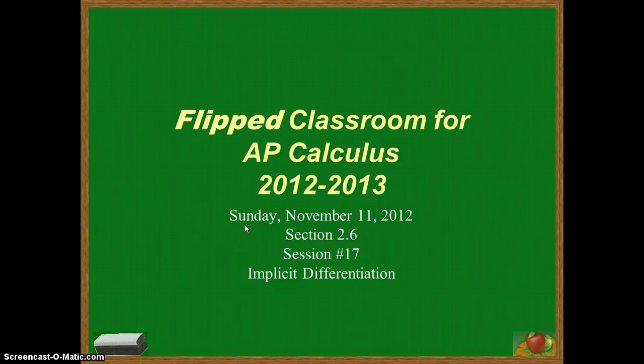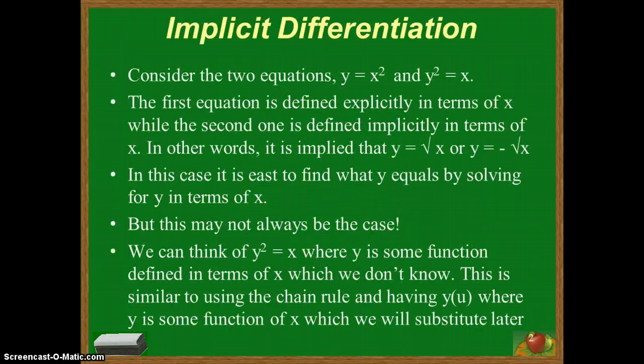Here's session number 17, section 2.6, implicit differentiation. Implicit differentiation means you're going to take the derivative of a function that is not directly defined in terms of x. So let's consider two equations, y equals x squared and y squared equals x.